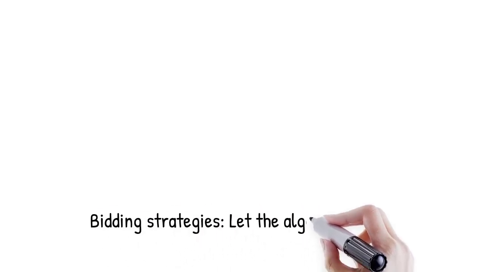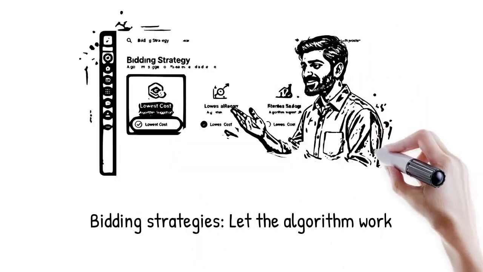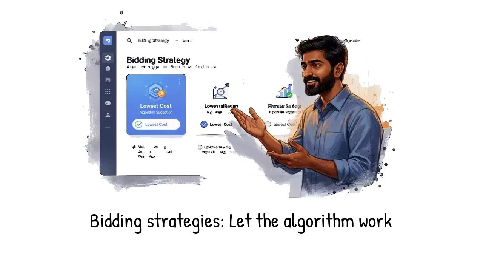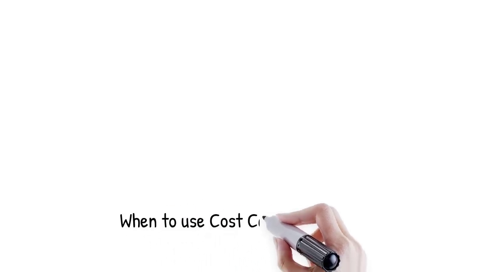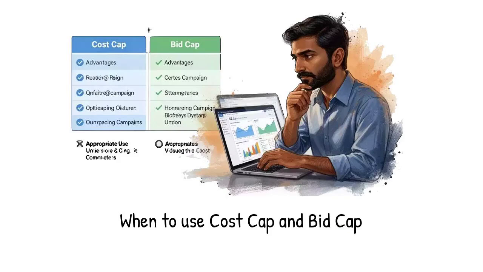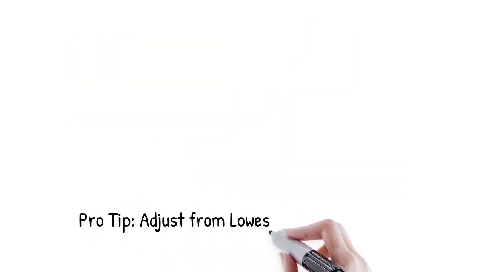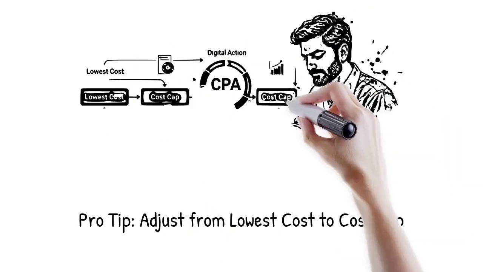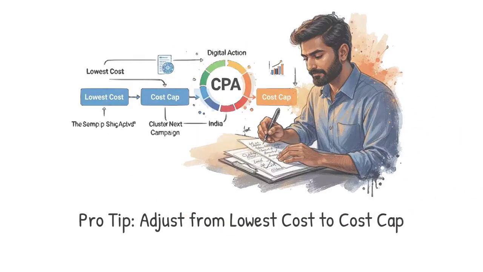5. Bidding strategies. Let the algorithm work for you. Your bidding strategy determines how aggressively the platform spends your money. A. Lowest cost. Default. Best for testing and early scaling. Gives the algorithm maximum freedom. B. Cost cap. Best for stable scaling. It controls your cost per result. C. Bid cap. Advanced. Best for high budget, high competition niches. It forces strict bidding discipline. Pro tip: start with lowest cost, then switch to cost cap once you know your ideal CPA.